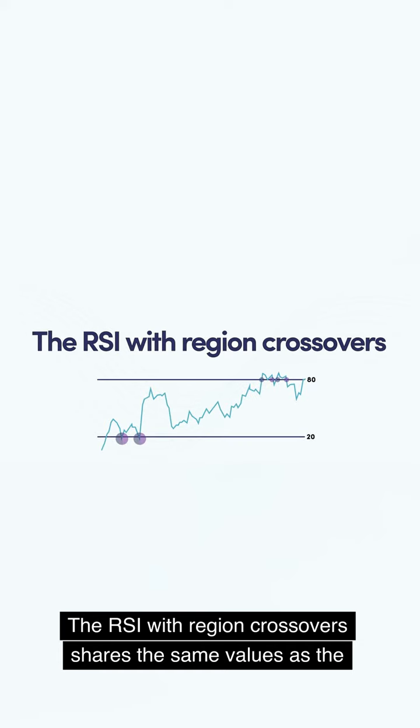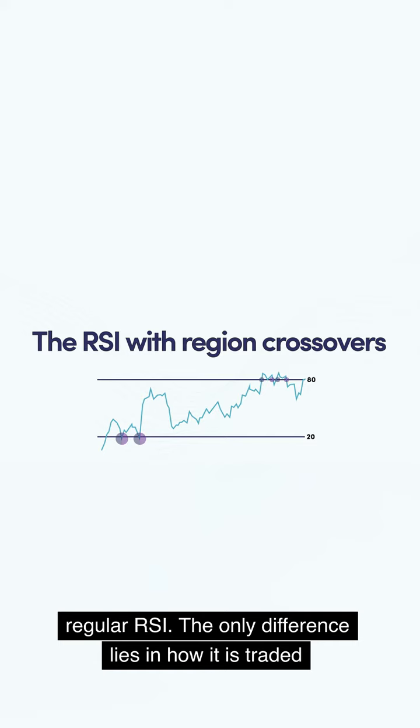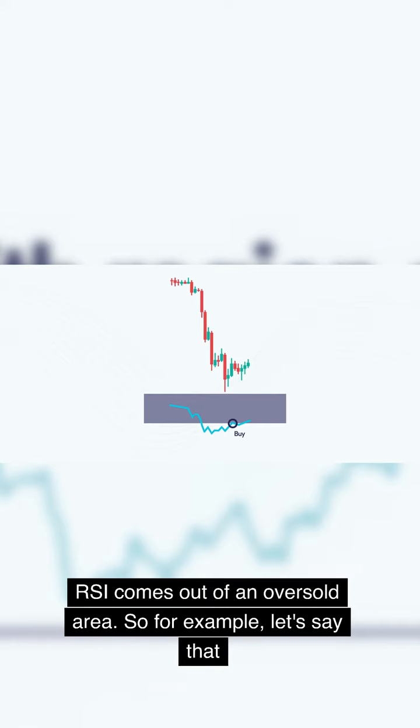The RSI with region crossovers shares the same values as the regular RSI. The only difference lies in how it is traded. With the RSI with region crossover, a buy signal is sent once the RSI comes out of an oversold area.